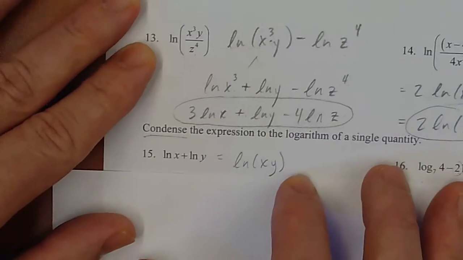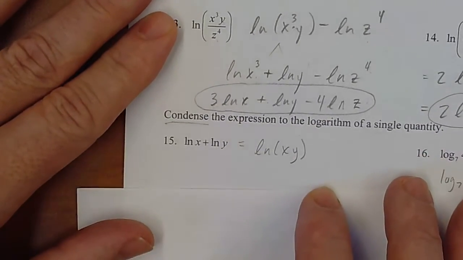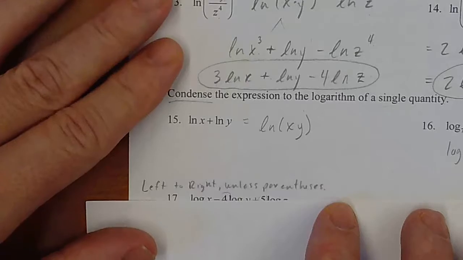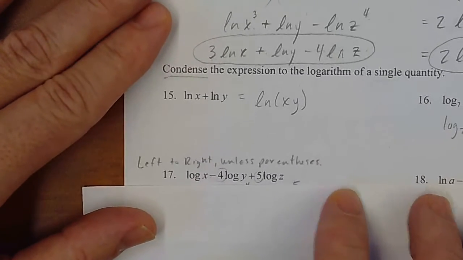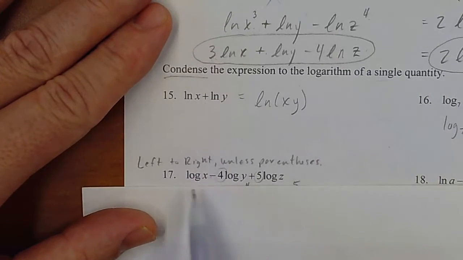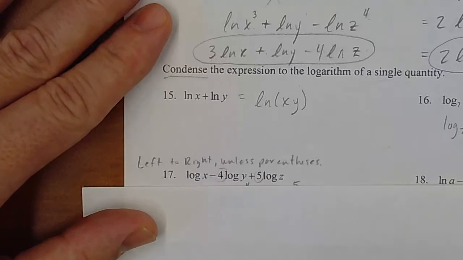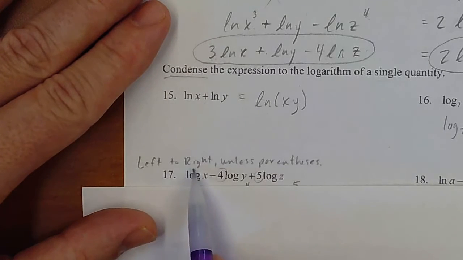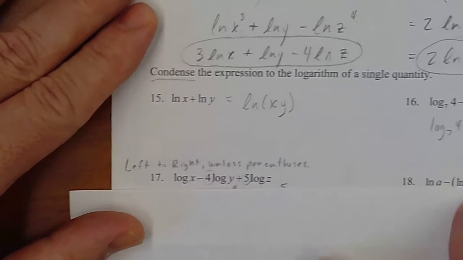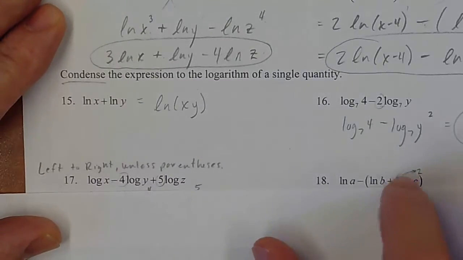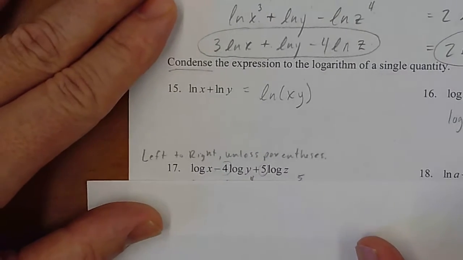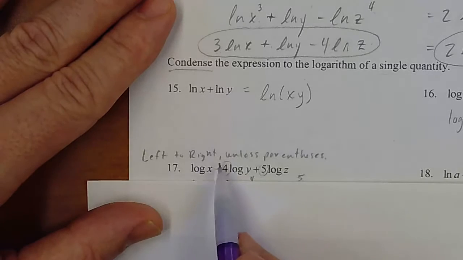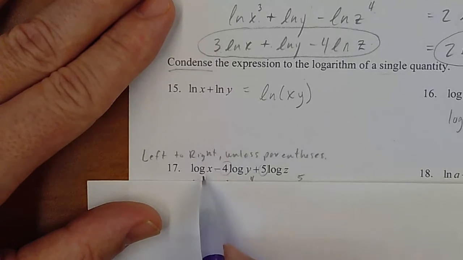Okay, let me show you 17 and then have you try 16 and 18. Now, if you have multiple logs, more than 2, like 3 or 4, my advice is you work these left to right, unless we see parentheses. In 18, we see parentheses. We should always start where we see the parentheses. But if we don't have parentheses, we're just going to work this left to right. So I'm going to try to combine these two. I'll worry about that one later.